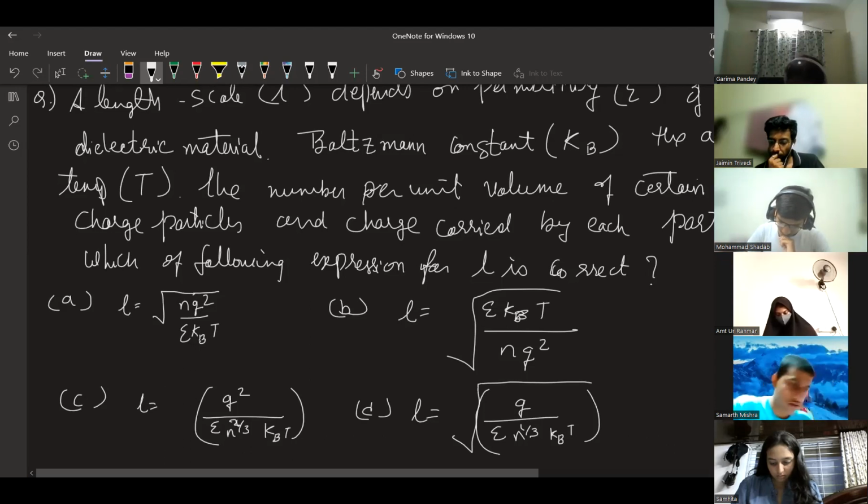The permittivity, we call it epsilon naught, right? Epsilon naught. Everyone is trying? Yes. What about Aditi? I can see these people, but I can't see you. Okay. Ayush, what about you? No ideas.